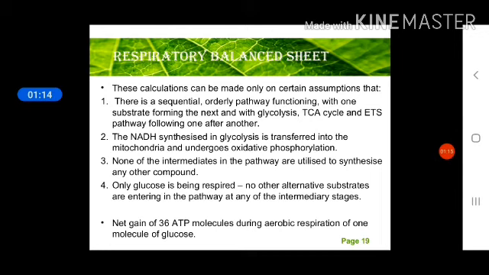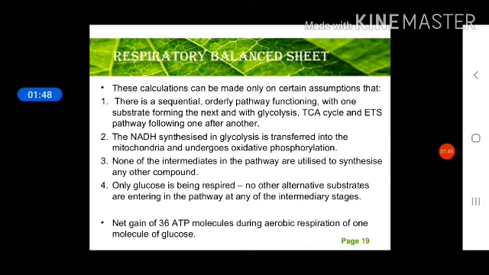These assumptions are only theoretically possible, not practically, because in a living system, in a cell, there are so many processes going on continuously. But here in theory, we have seen all the steps in a sequential manner, which is not possible in a living cell because so many processes occur at the same time. So first we will discuss the assumptions to calculate the ATP energy. After that we will calculate.